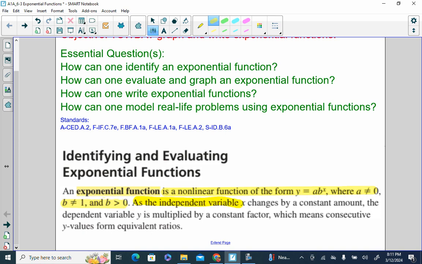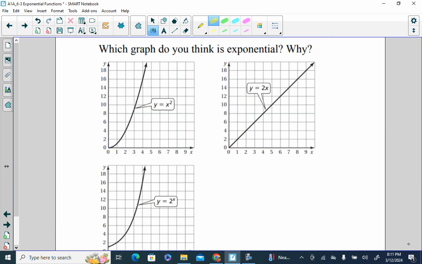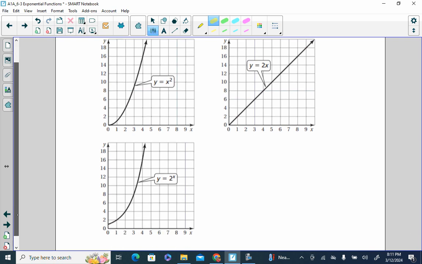As the independent variable x changes by a constant amount, the dependent variable y is multiplied by a constant factor, which means consecutive y values form equivalent ratios. If you take a look at these graphs, which graph do you think is exponential and why?